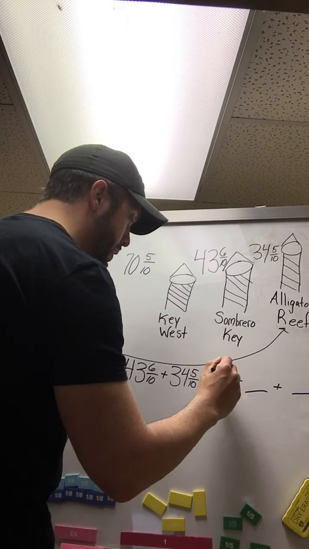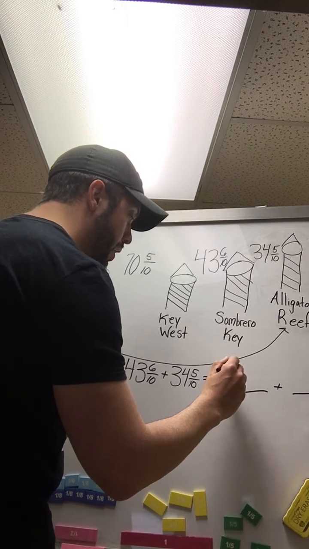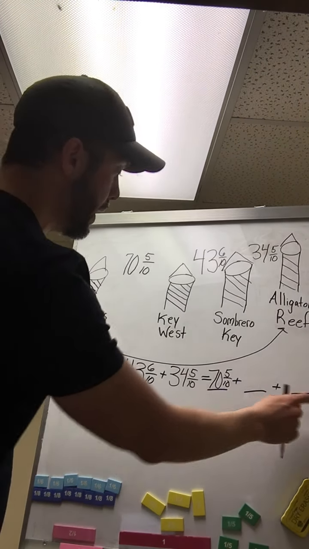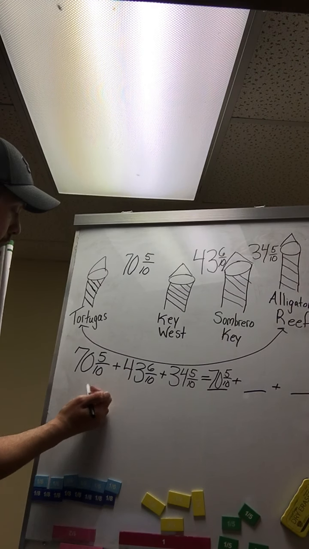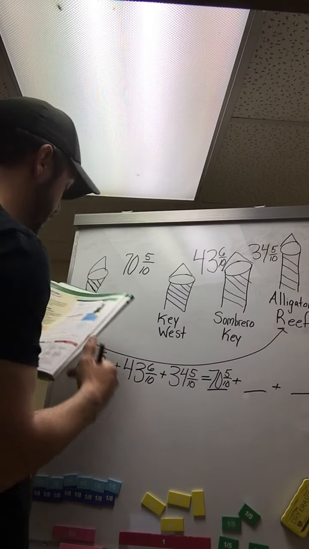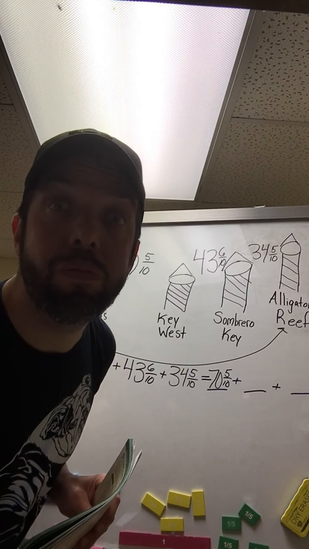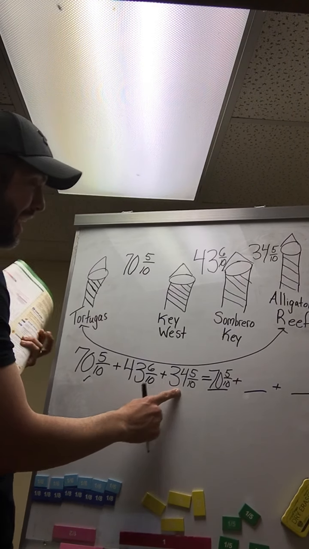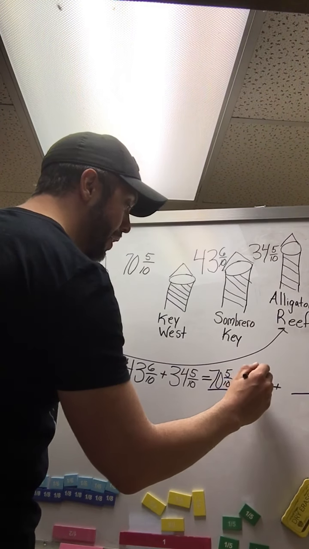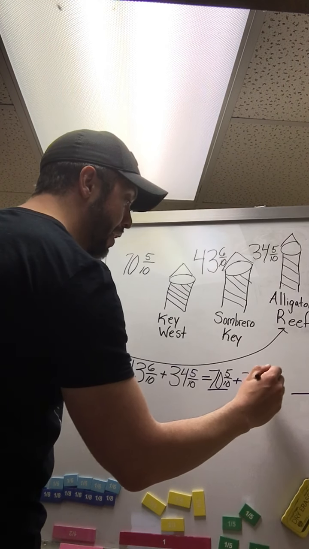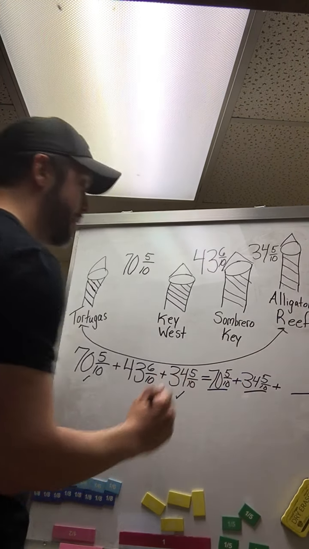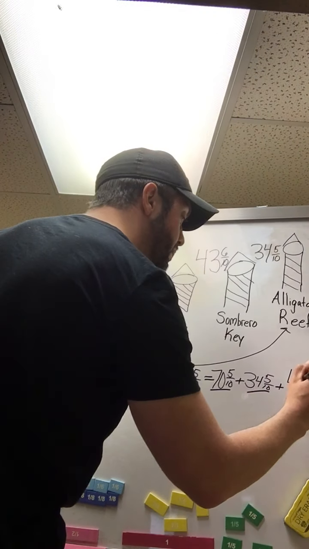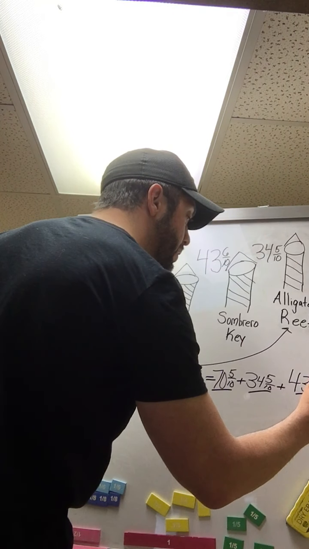So I'm going to do 70 and 5/10. And you guys are writing this down in your book right now, right on these three blanks. So 70 and 5/10, got that. Plus, what's my next one? What do you think? It's going to be this guy, 34 and 5/10. Because remember, 5/10 plus 5/10 equals 1 whole. And then I can bring in that last one, 43 and 6/10.